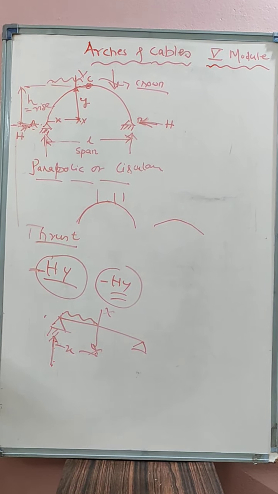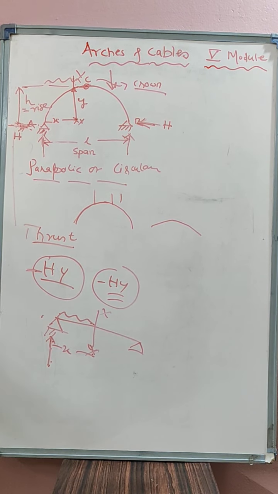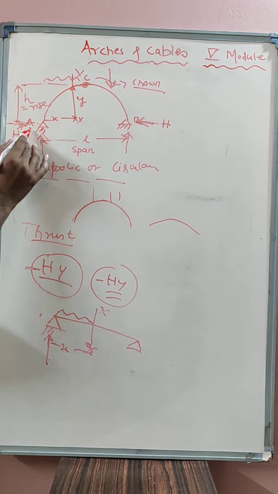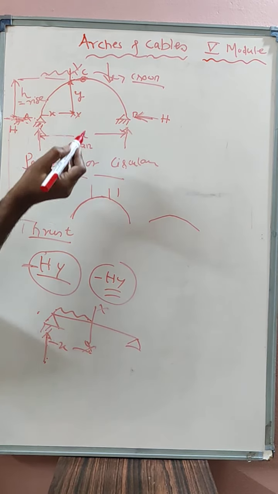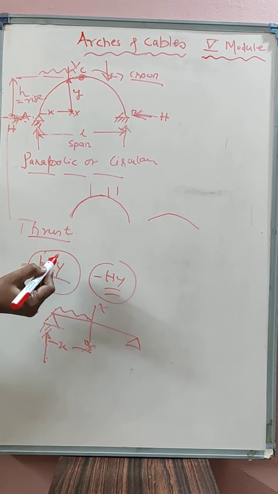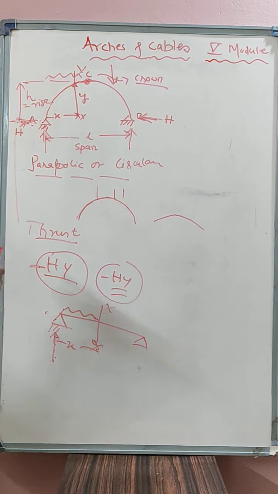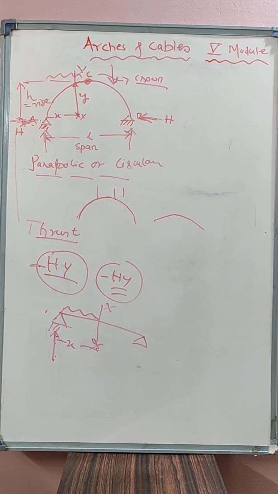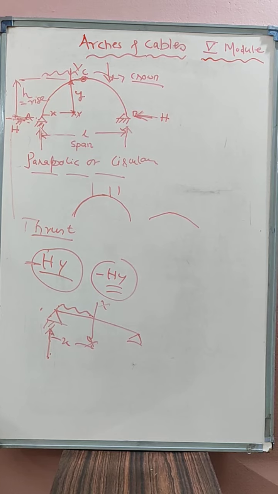So we will meet in the next class. This is just an introduction, and when we meet in the next class, we will have a detailed discussion on what kind of forces are developed, how to find the horizontal thrust, and what the different shapes of arch are, like parabolic arch, which has its own formula, the formula of a parabola, and circular arch. All these things are very interesting. We will meet in the next class and have a detailed session about that. I will pause here. Thank you.